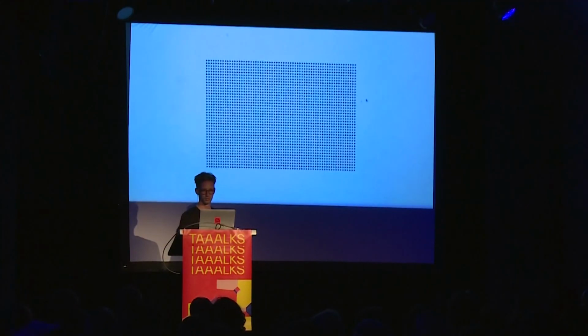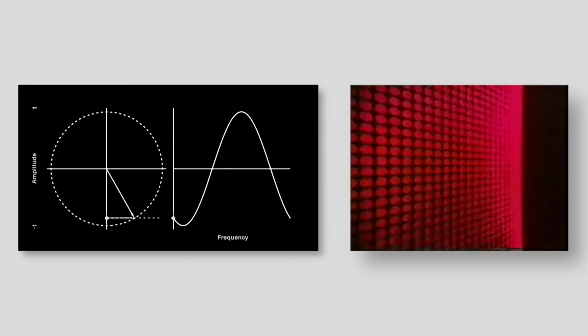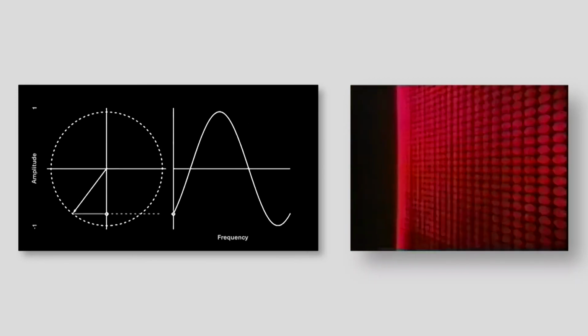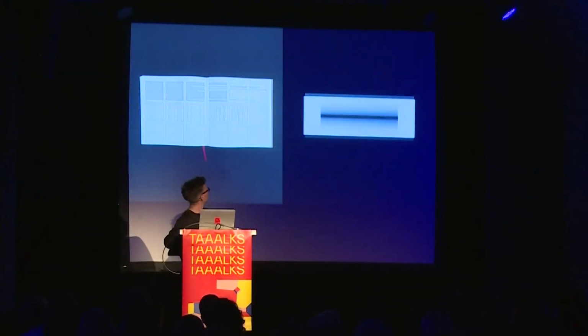Everything you've seen there was just changing four variables and having code where everything depends on everything. Then you can start to explore and find completely new shapes.